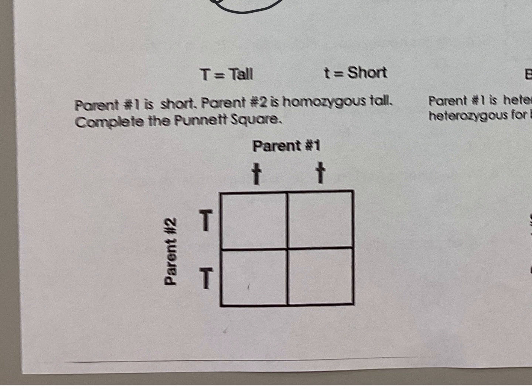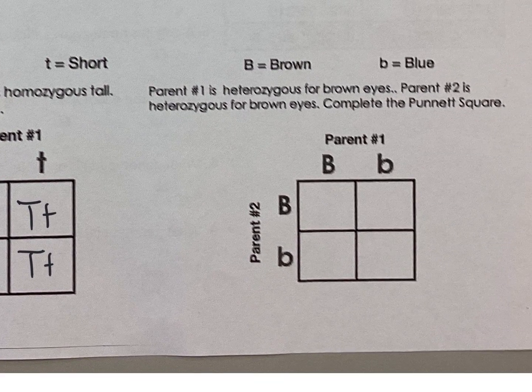Okay. Tall's dominant, short's recessive. Parent number 1 is short. Parent number 2 is homozygous tall. Complete the Punnett square below. Capitals are getting written first. Just like that. And here's the last one.